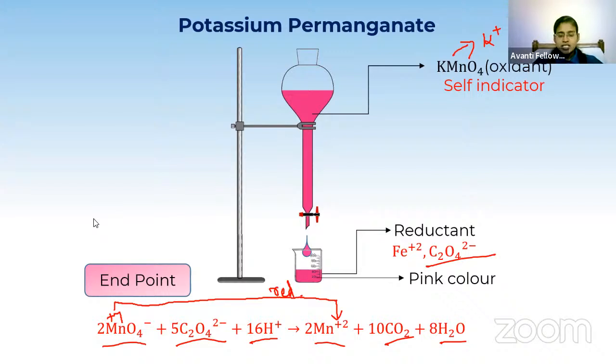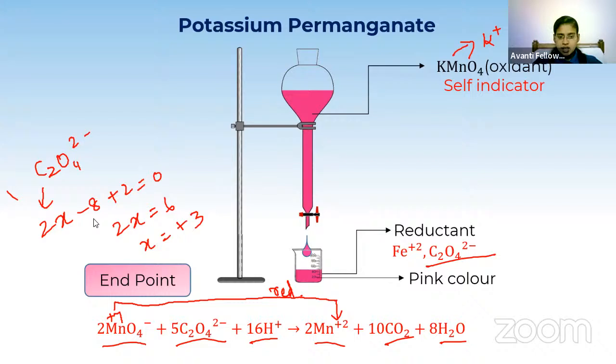And if you look into the oxidation state of carbon, in case of C2O4 2-, the oxidation state of carbon: 2x - 8 + 2 = 0, 2x = 8 - 2 = 6, x = +3. So here the oxidation state of carbon is +3, and in carbon dioxide, it is +4. Okay. So carbon is moving from +3 to +4. So it is called oxidation. So both reduction and oxidation take place here. So it is a redox titration using potassium permanganate.